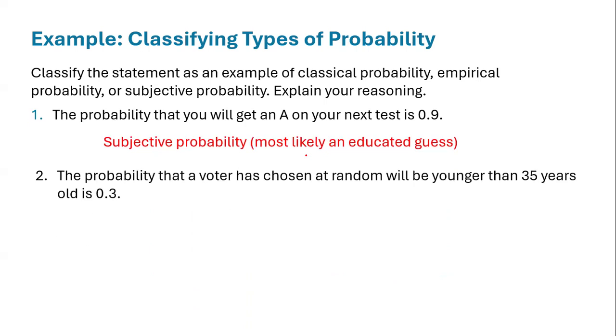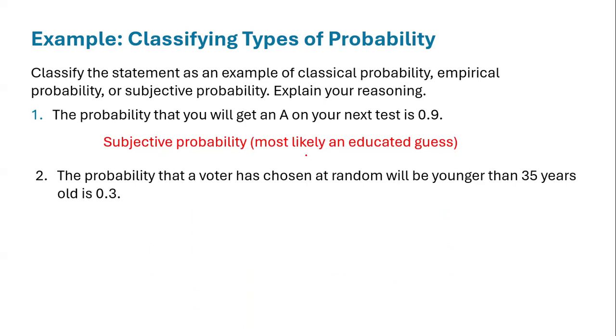The next example is that the probability that a voter chosen at random will be younger than 35 years old is 0.3. It's talking about a voter's age, and it says that the probability that the voters are younger than 35 is 0.3.